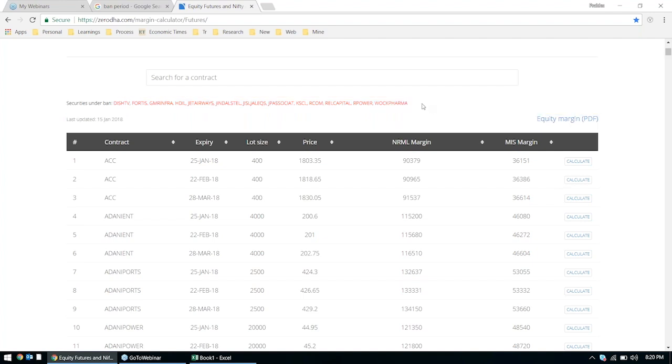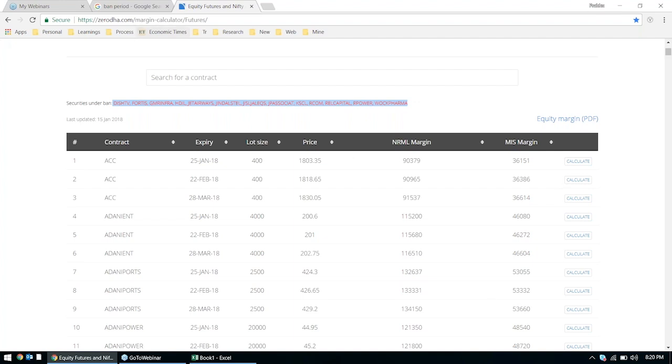If the people have closed their existing positions and the market wide position limit has come down below 95%, then these stocks will be out of ban tomorrow. If not, this will continue to be the ban period for tomorrow also.